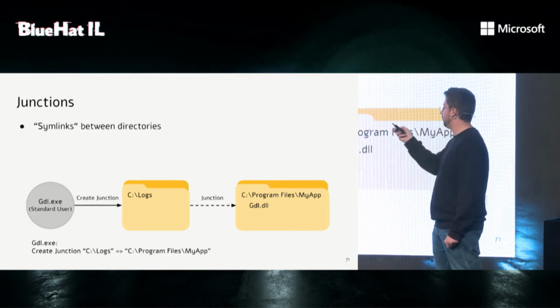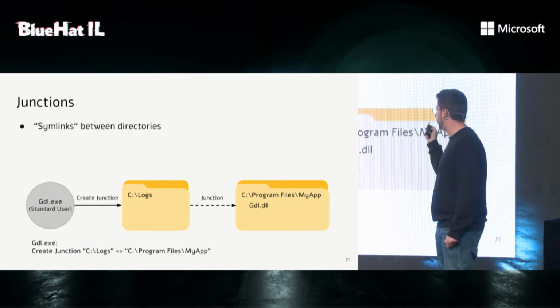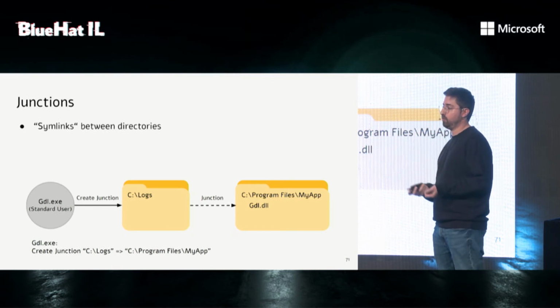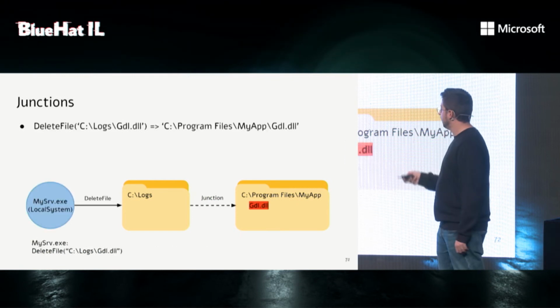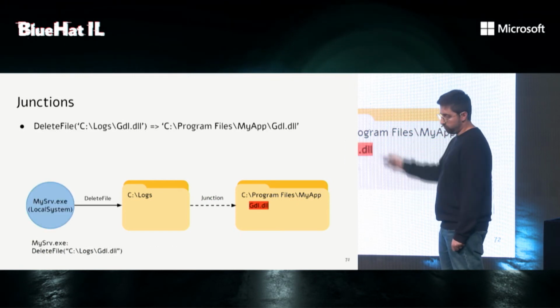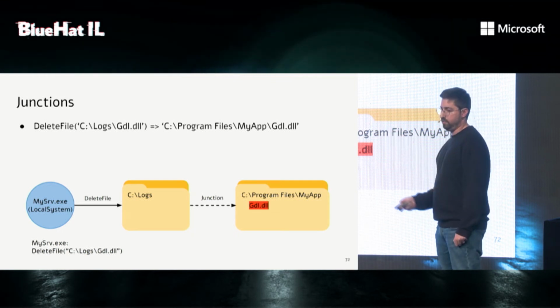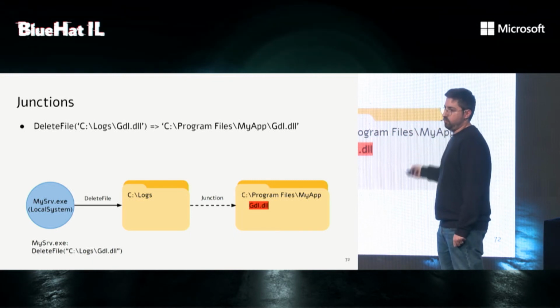We can create a junction between the clogs directory and the myapp directory, despite the fact we have no write control over the myapp directory. And even better, this still works for Windows Insider Preview, as opposed to hard links. After we created that, let's say that we triggered that bug that allows us to call delete file on the path clogs.gdl.dll. And that will actually delete gdl.dll in the target directory.